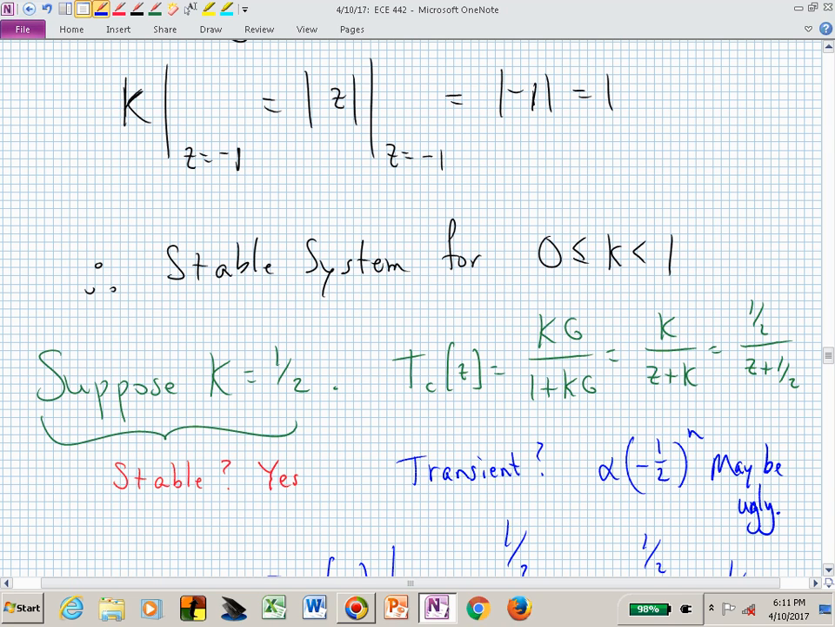The transient is oscillating. It's going from positive to negative. It's shrinking every time by a factor of 1/2. So if alpha was 10, you'd start at 10, then you'd be at -5. Then you'd be at 2.5. Then you'd be at -1.25. So you're flip-flopping back and forth, but you are shrinking. So it is stable.